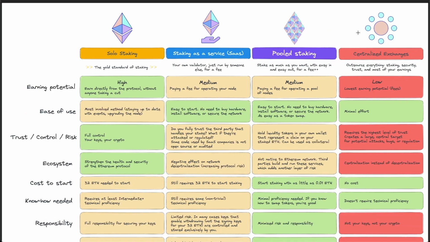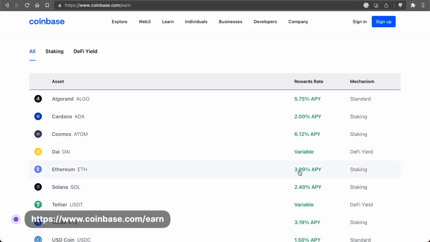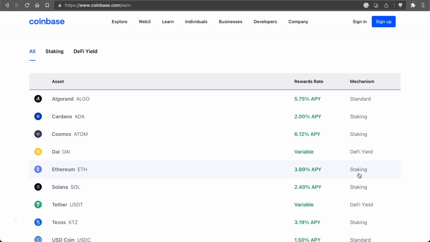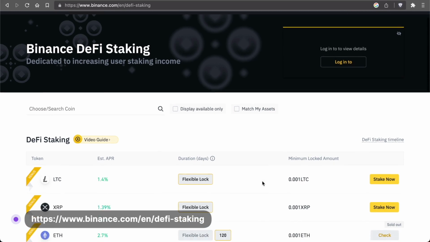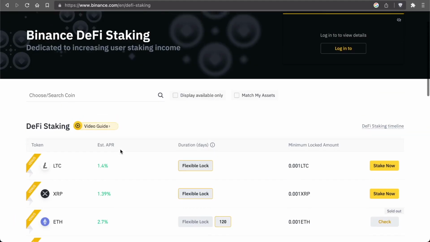And for the last option, centralized exchanges, there are two exchanges worth considering. The first one is Coinbase, which lets you earn about 3.89% per year on Ethereum. And the second is Binance, which has a 2.7% earning rate per year at the moment.